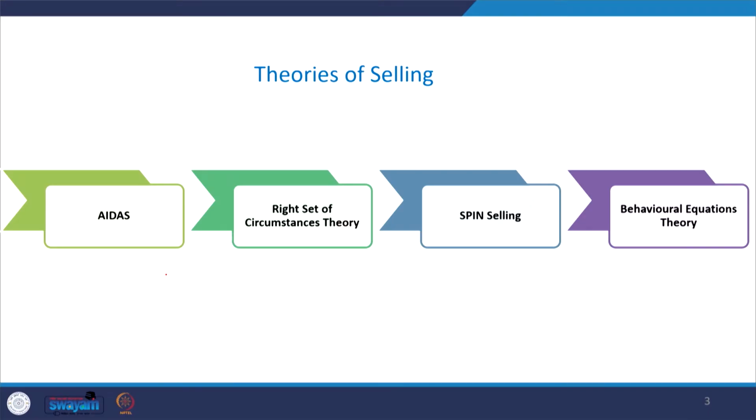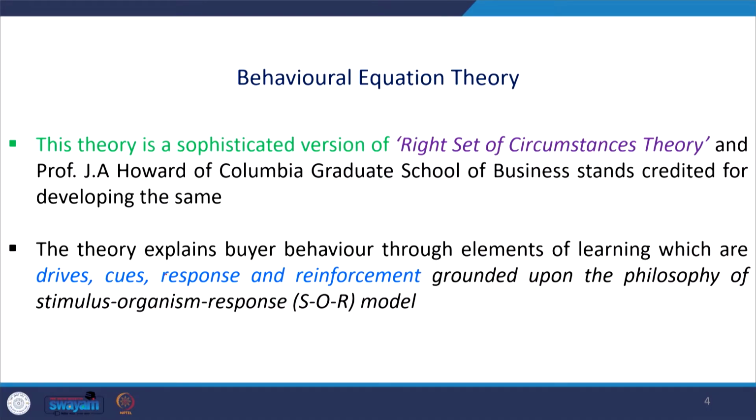Now we have already talked about the AIDA model, the right set of circumstances theory, and SPIN selling. Now we'll be moving ahead with the behavioral equations theory. It is also considered an advanced, or more refined, version of the right set of circumstances theory. Professor J. Howard, who belongs to the Columbia Graduate School of Business, stands credited for developing this theory.